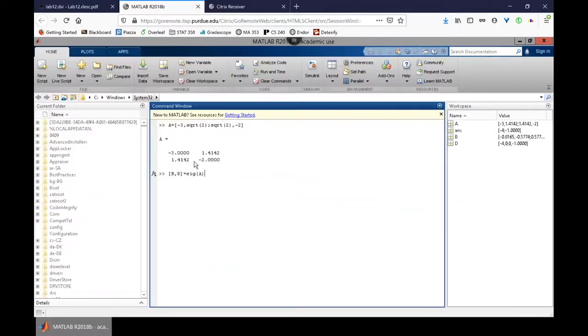Okay, so again, we go into MATLAB, type A equal to our matrix here, and [B,D] = eig(A). We see that B would be this matrix right here, and D would be this matrix. So our eigenvalues would be -4 and -1, and our eigenvectors would be this column and this column.